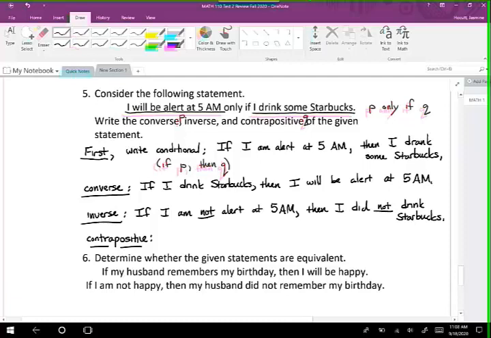So that's the inverse. And then for the contrapositive, I'm going to take that original if P then Q, flip the order, and negate each part. So if I did not drink Starbucks, because I'm doing the Starbucks first, if I did not drink Starbucks, then let's negate the first part, I will not be alert at 5 a.m.